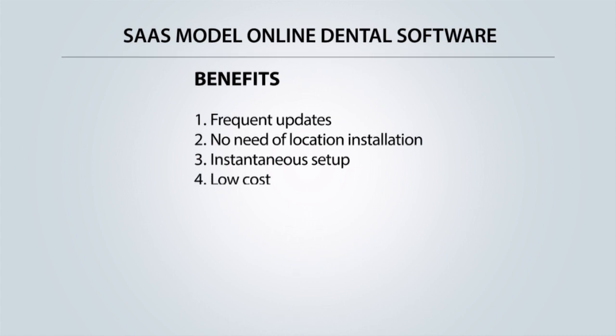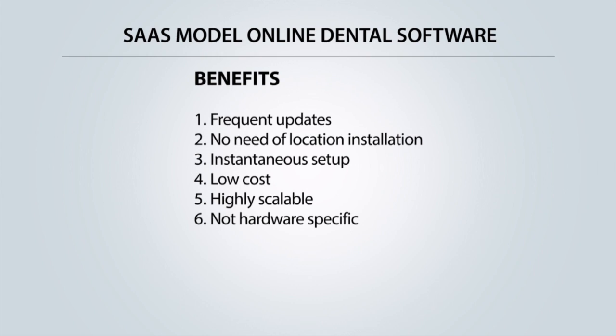The fourth point is low cost. Since the resources like software, hosting and account management are shared with all the clients, the cost per client would be much lower. The fifth point is scalability. If you add one location or more than one location to your existing practice, it's pretty easy to add in the online SaaS model. The sixth benefit is that the software is not hardware specific.